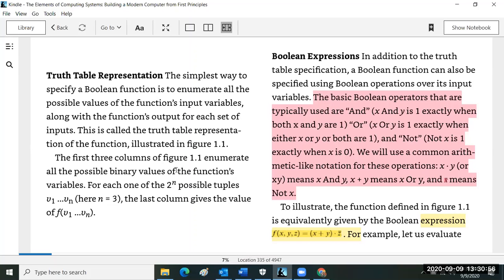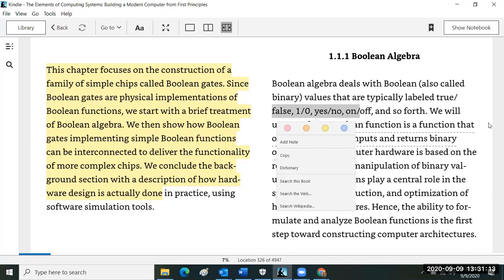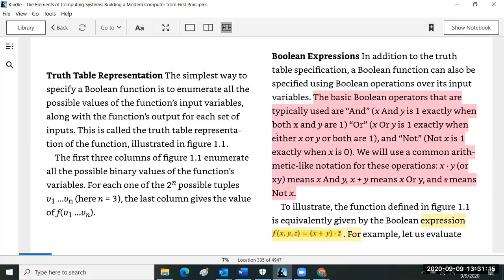So this is actually very early in the book's reading. We get into section 1.1.1.1, Boolean Algebra. It talks about Boolean algebra, where the values are labeled true, false, 1, 0, yes, no, on, off, and so forth, right? And then it doesn't take long before we see some really scary stuff. Like, what is this right here?